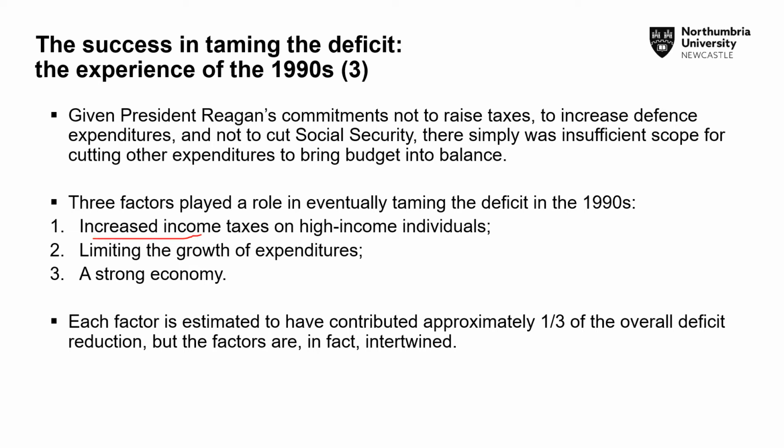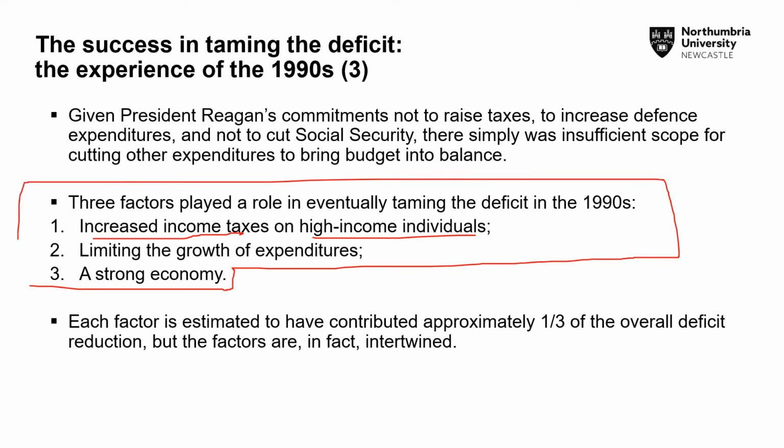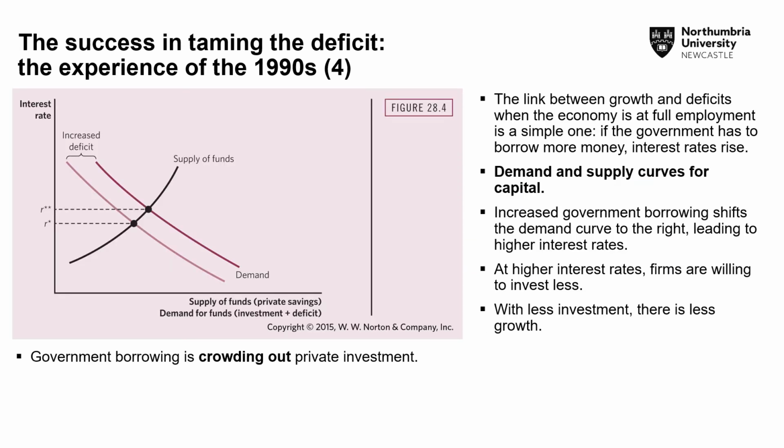First of all, there was an increased income tax on high income individuals. Also, there was a limit on the growth of expenditures, and also a strong economy. And a strong economy means higher tax revenues. Each of these factors is estimated to have contributed about 1/3 of the overall deficit reduction. Recall that what is tied to the deficit is this need to pay interest if government is funding its expenditure through borrowing, which it has to do if expenditure exceeds taxation.